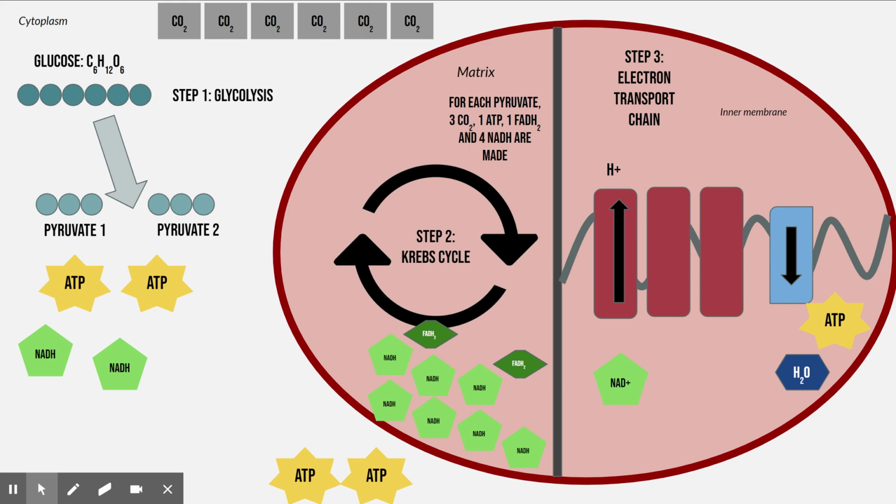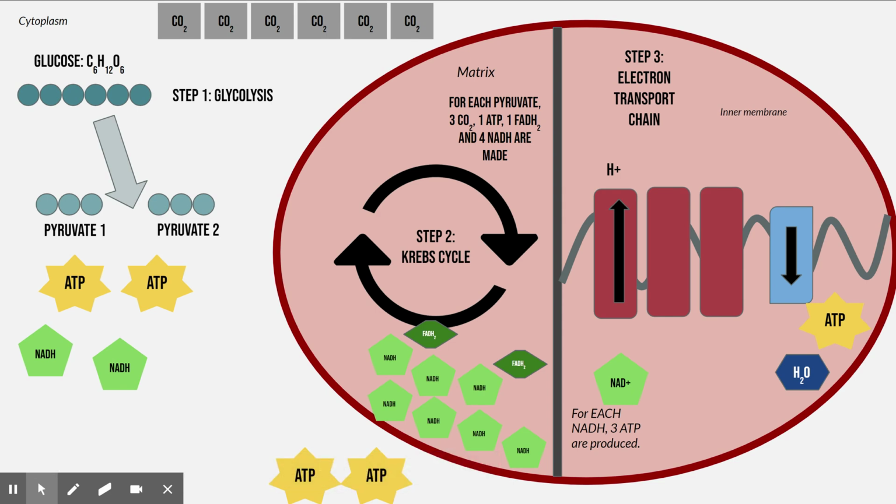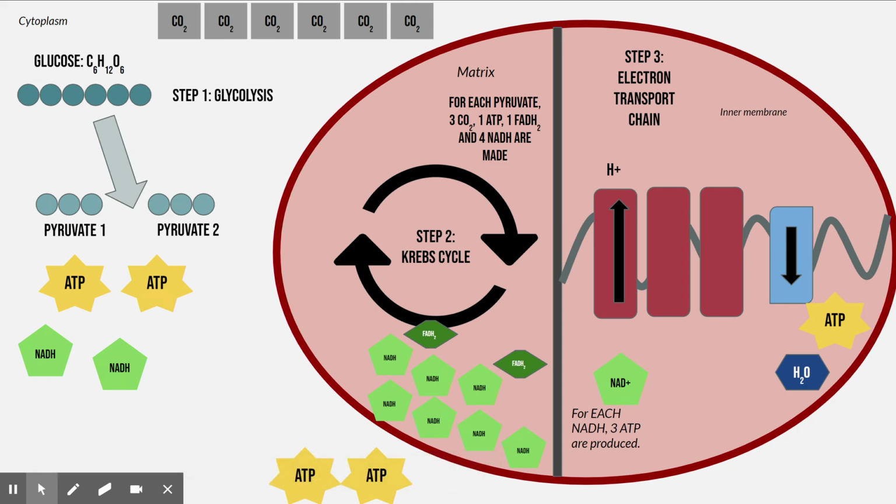That's how NADH works. For each NADH, 3 ATP are produced. So even though I'm only showing 1 ATP being made by this one NADH, it could actually make 3. So I'd have 3 yellow ATPs over here. Since we have 10 NADHs that were made by glycolysis and Krebs, that means that 30 total ATP would be made from just NADH.